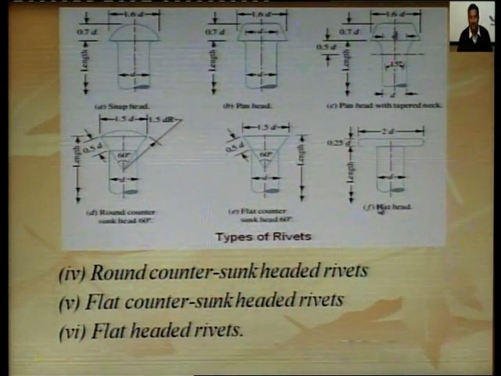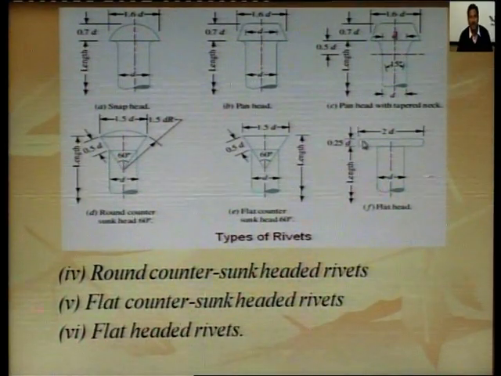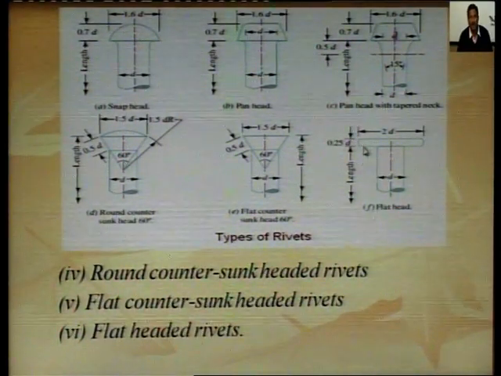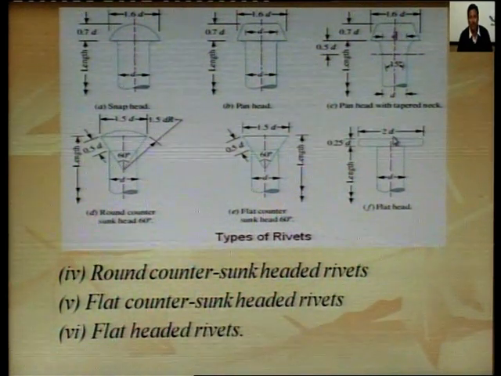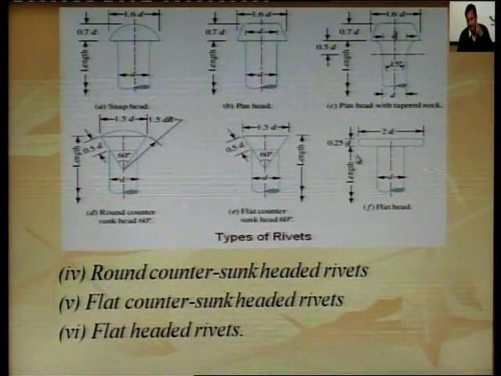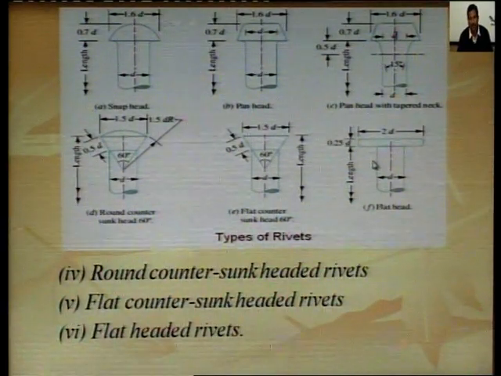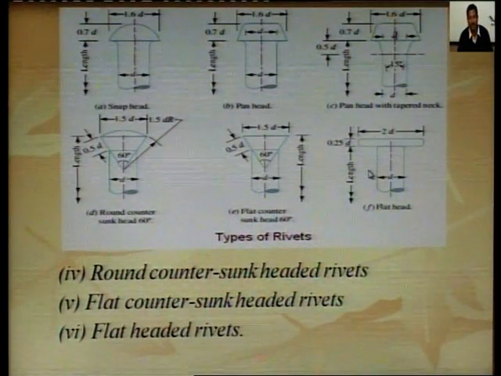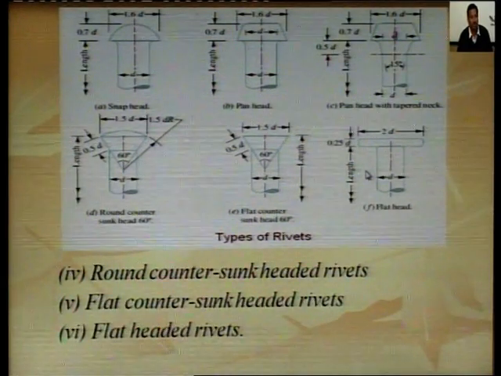This is the flat headed rivet. In this flat headed rivet, the rivet head is flat, the diameter of the rivet head is 2d, where d is the nominal diameter of the rivet, and the thickness of the rivet head is 0.25d. So, these are the 6 types of rivet based upon the shape of head.